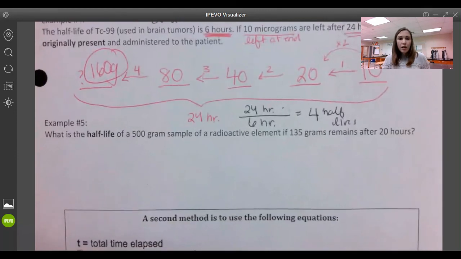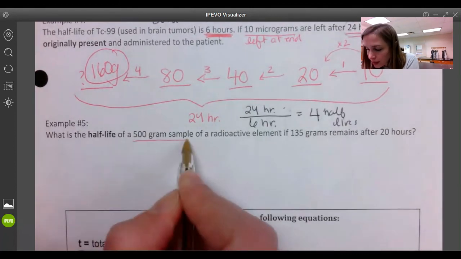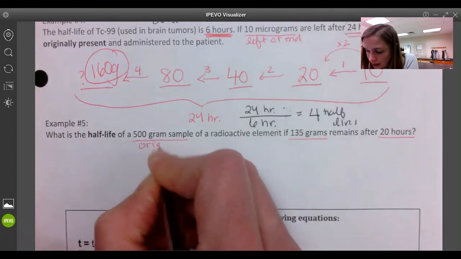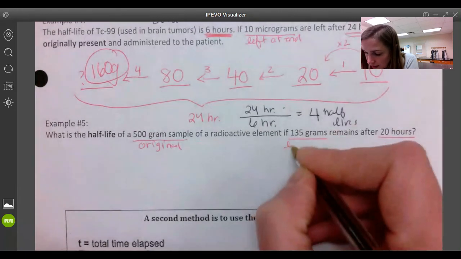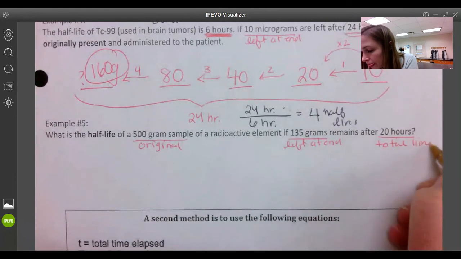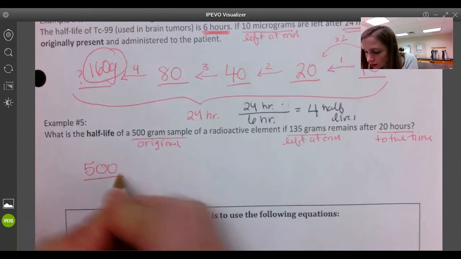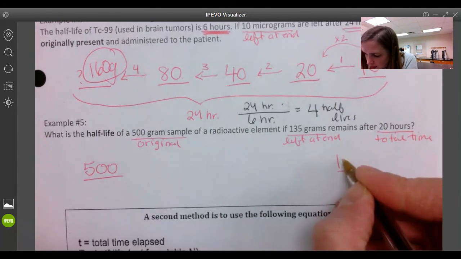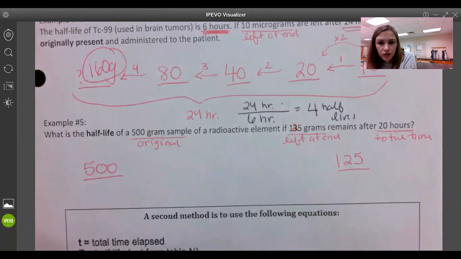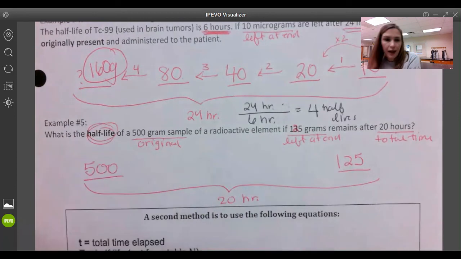All right, our last example, this one is actually asking for the length of a half-life. What is the half-life of a 500-gram sample if 135 grams remains after 20 hours? So this is my original amount, this is the amount that's left over at the end, and this is my total time. In this one, I know I'm starting with 500. I know I'm ending with 100, and I'm going to guess this meant to say 125 here. I know my total time here is 20 hours, and we want to know what's the half-life.